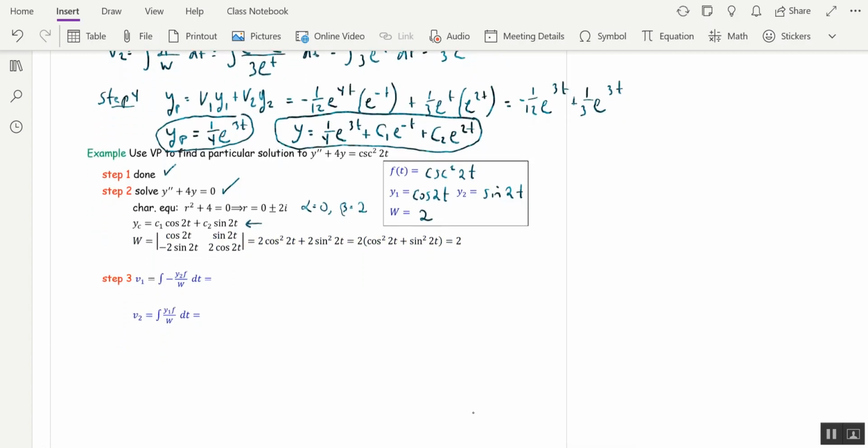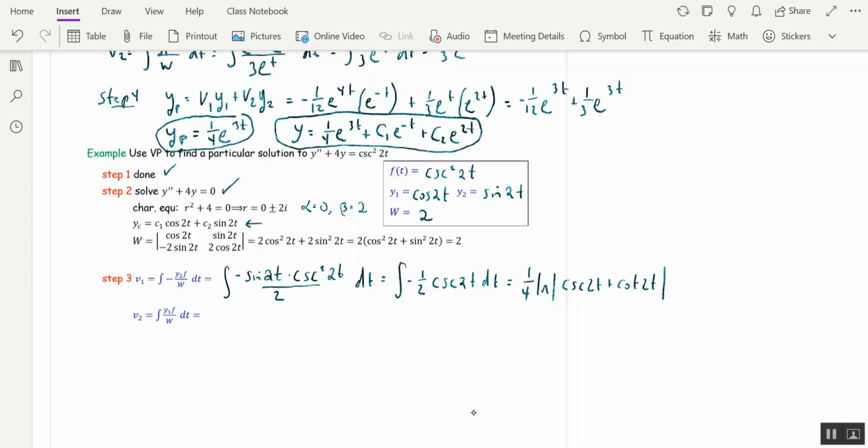So now I'm up to step 3. I want to find V1 and V2. So I've got the formula for V1 there. That's going to be the integral of negative sin 2t cosecant squared 2t divided by 2 dt, which is the integral of negative 1/2 cosecant 2t dt, and that's just a basic integral formula. That's going to be positive 1/4 ln absolute value of cosecant 2t plus cotangent 2t.